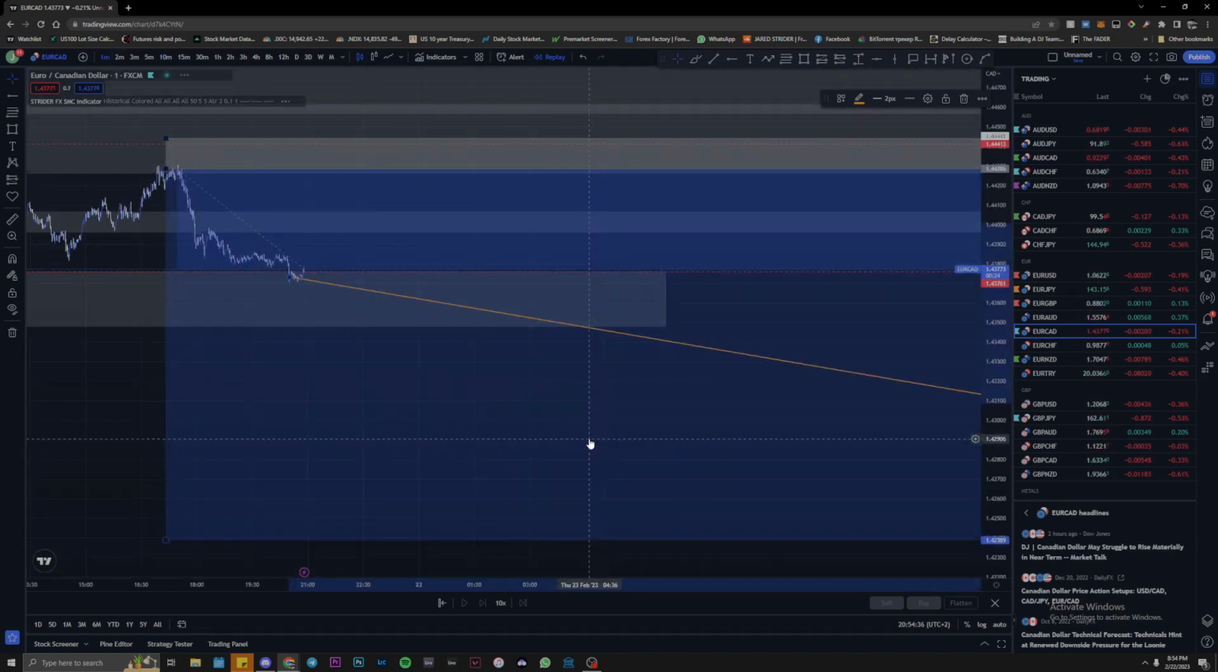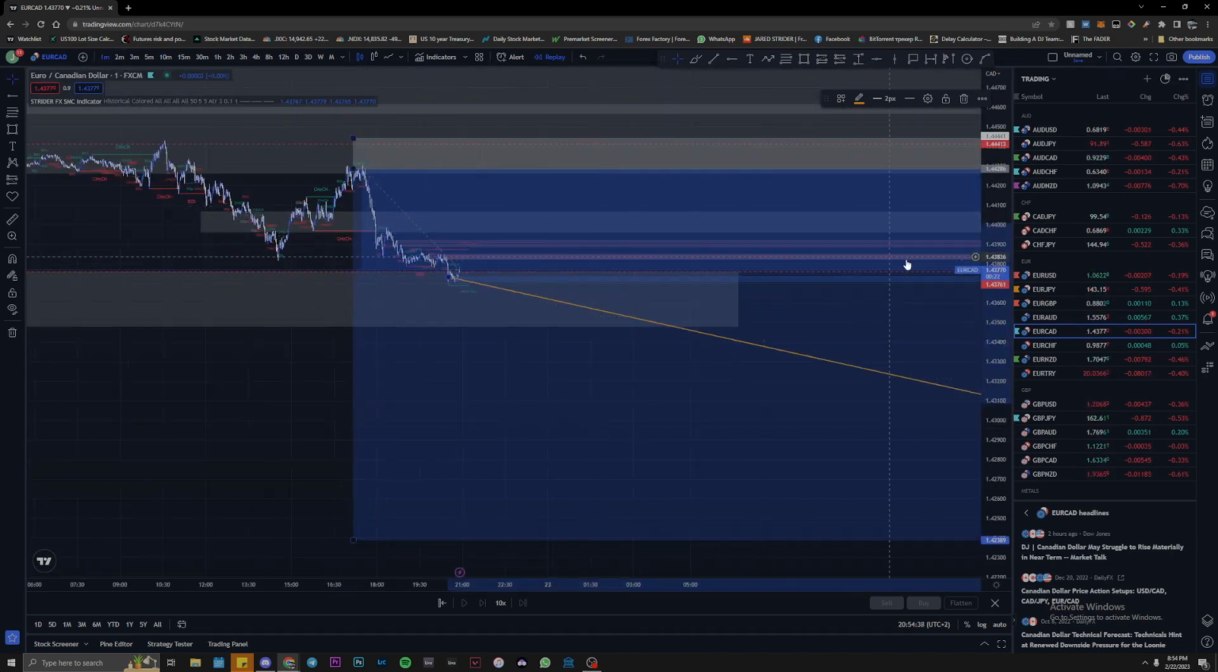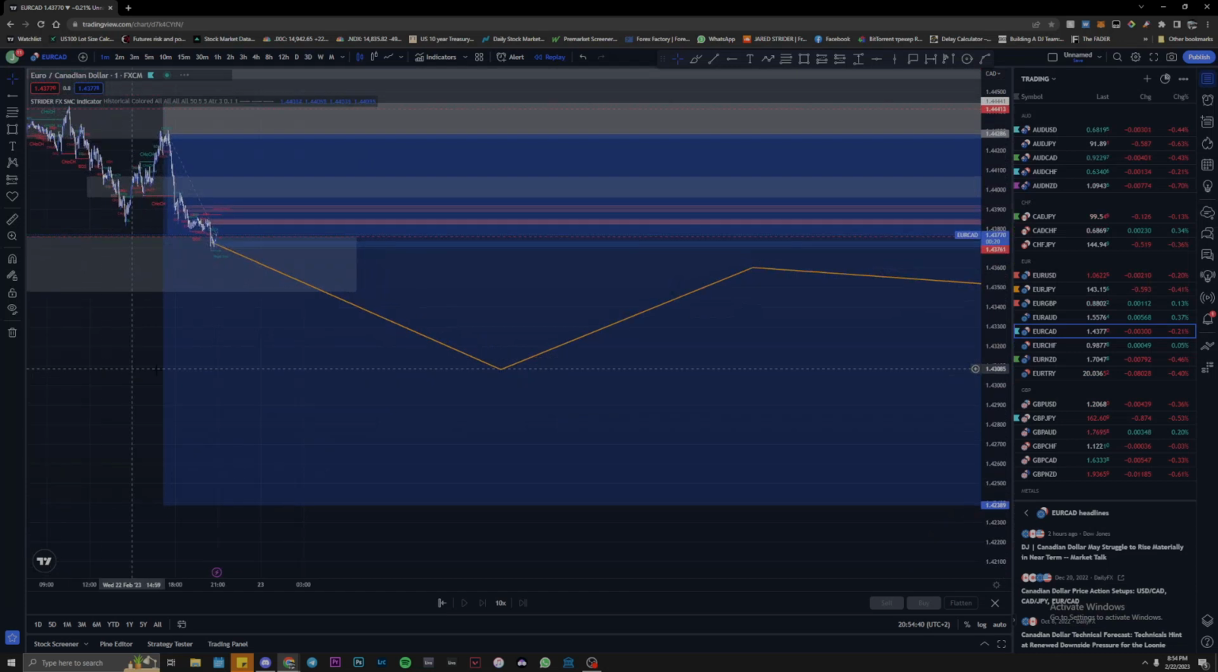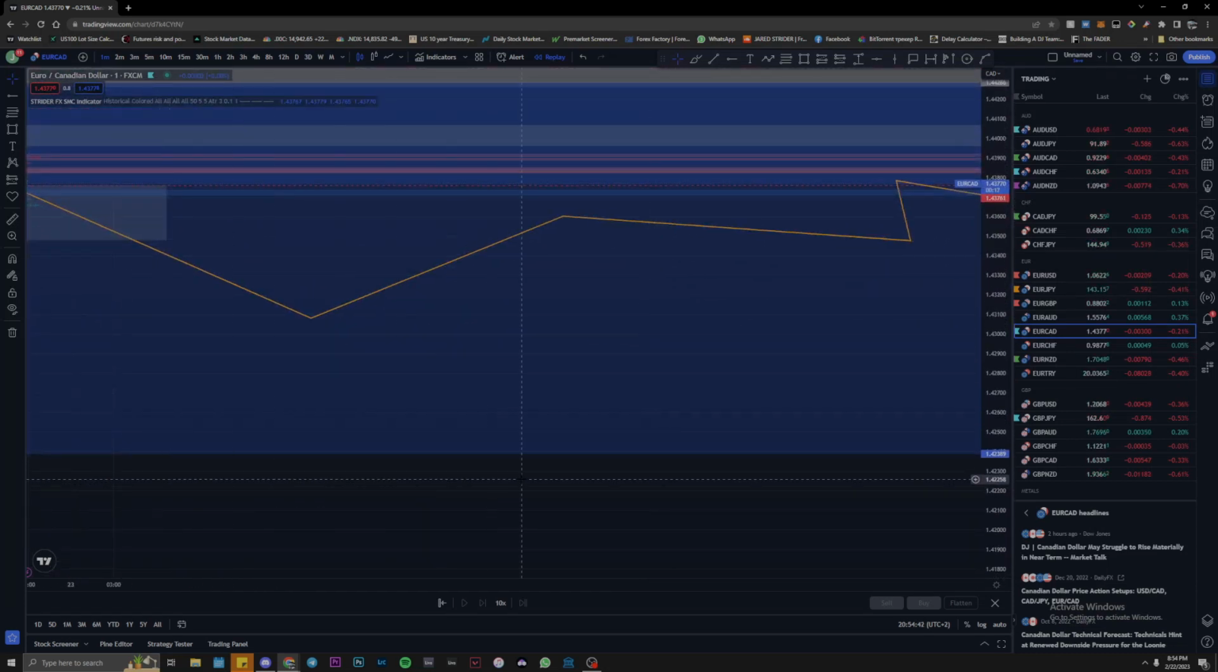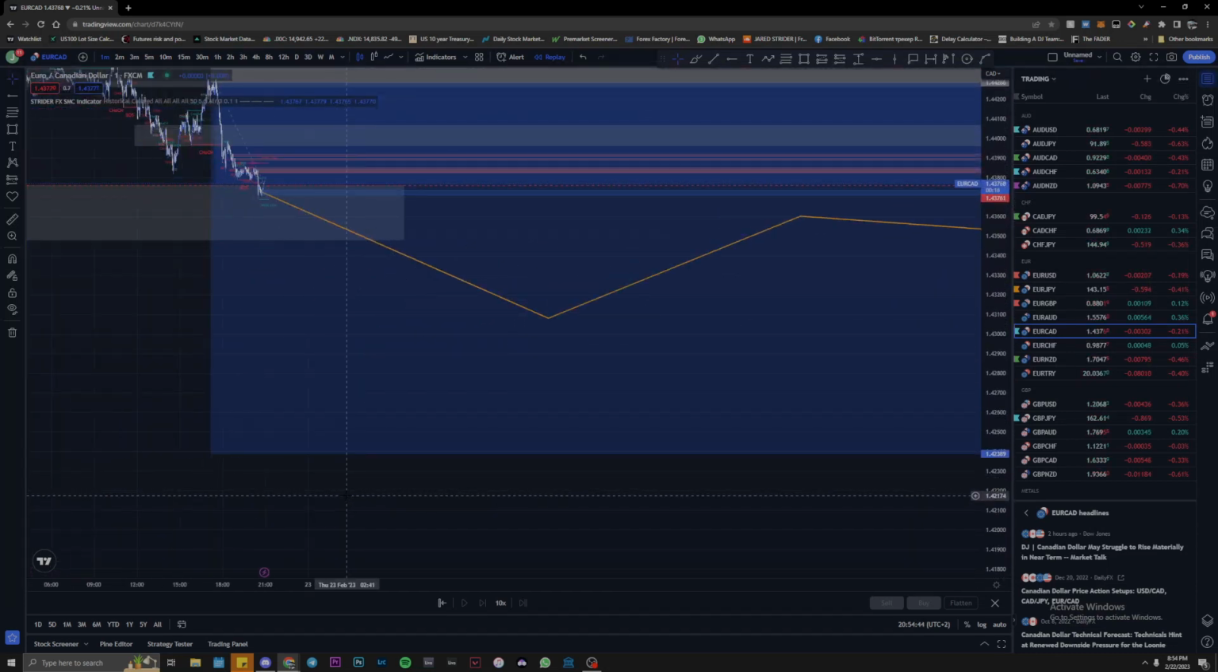So I would enter on the 1 minute on an order block when we come back up. You know, order block, change of character, double entry with the break of structure coming back. Remember. So that's how you would enter in again to stack your entries.